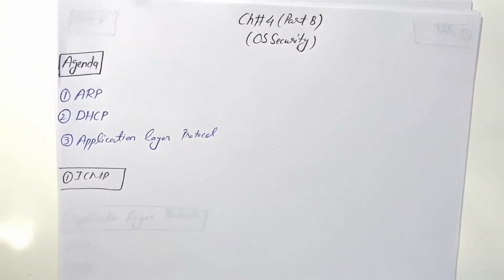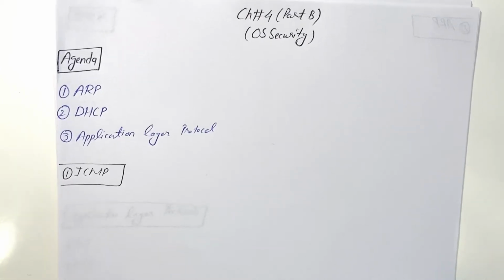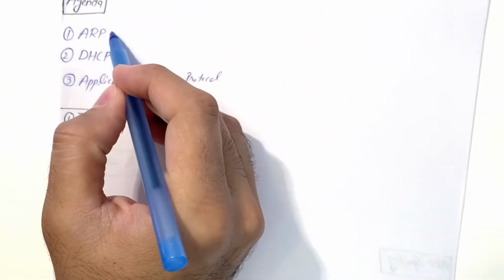Okay, guys, so let's start over chapter number 4, part B. It's the continuation of the previous lecture. So in this part, we have mainly three things to discuss, starting with the ARP protocol, address resolution protocol.